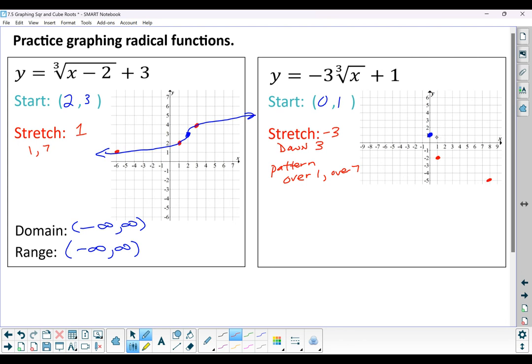And now, because this one went down and over, this one's going to go up and back. So this is going to go up 3 over 1, up 3 over 7.